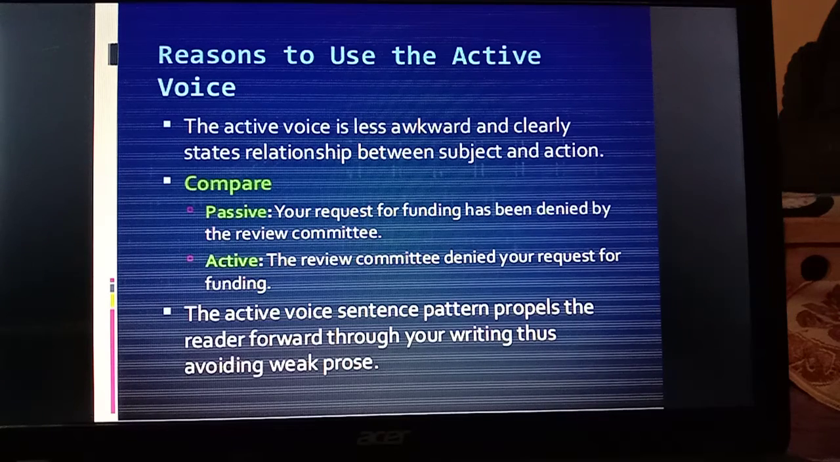The active voice sentence pattern propels the readers forward through your writing, thus avoiding weak prose. So whenever a reader reads prose, if it is in active voice, his interest continues to read the book and avoids the risk of weak prose.